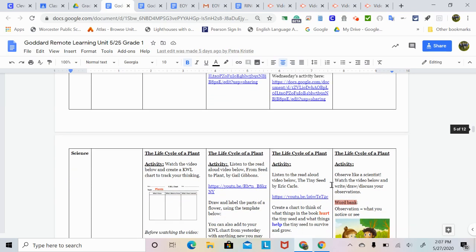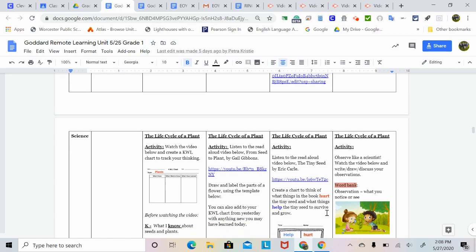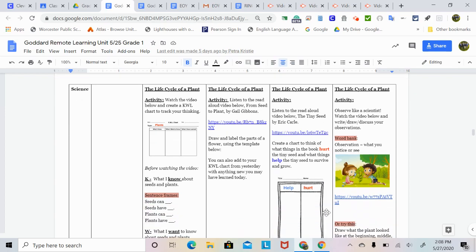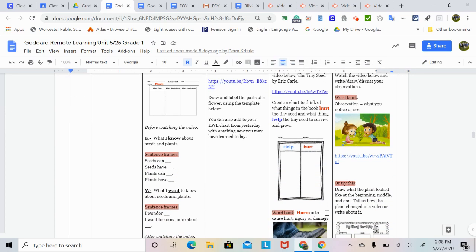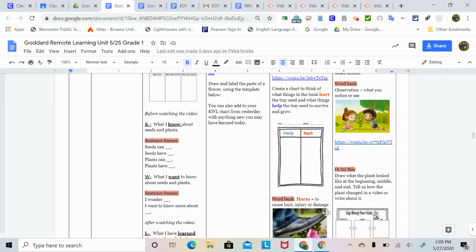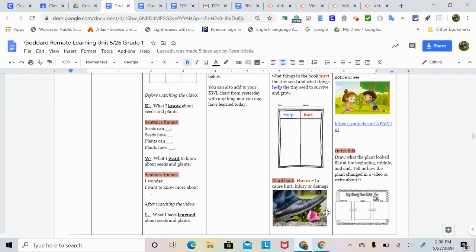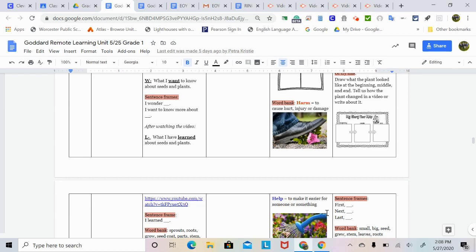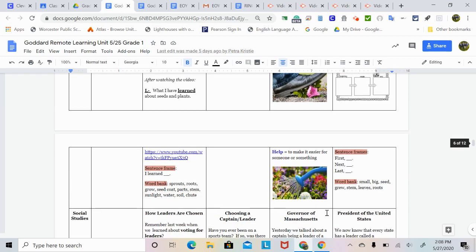All right, in science, we are continuing with the life cycle of a plant. Your activity, listen to the read aloud video below, The Tiny Seed by Eric Carle. Create a chart to think of what things in the book hurt the tiny seed and what things help the tiny seed to survive and grow. Here's a visual to help you out. Here's a word bank. Harm, to cause hurt, injury, or damage. Help, to make it easier for someone or something.